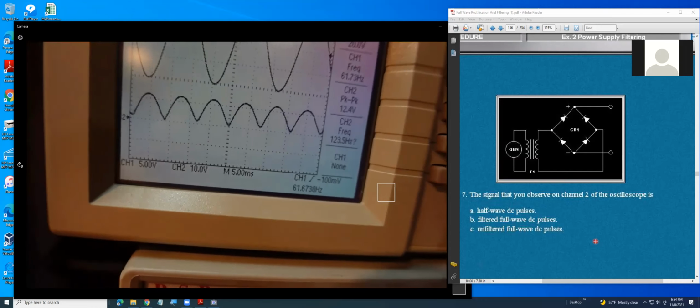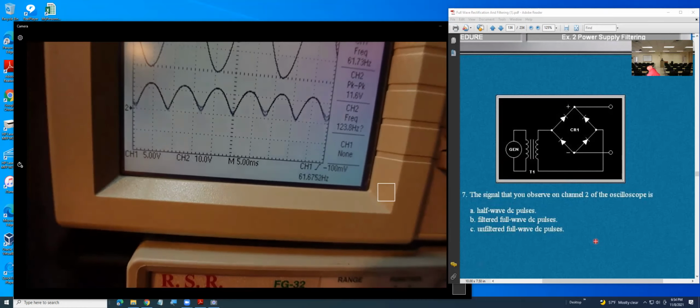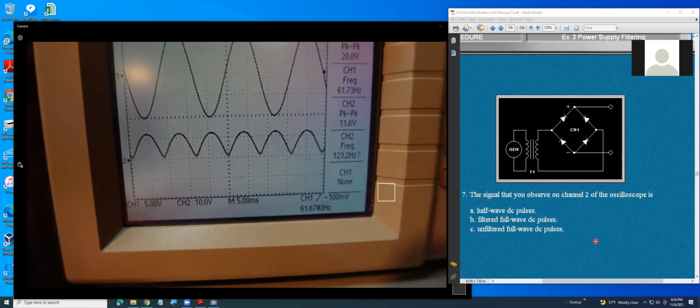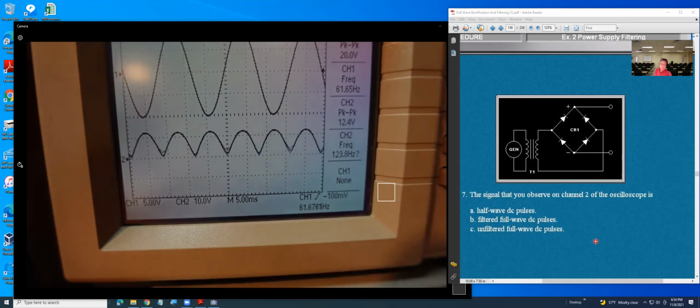I'm going to take a wild guess. Unfiltered full wave DC. A or B or C? Take a wild guess. C. You said C. What I mean is, unfiltered full wave DC pulse. Unfiltered. That's correct.